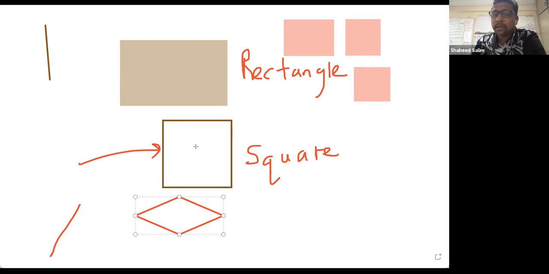But I cannot say that this is not a rhombus. This is also a rhombus. A square is also a rhombus, you know. The only thing is it is a special rhombus with 90 degrees. So this is a special rectangle with 90 degrees.